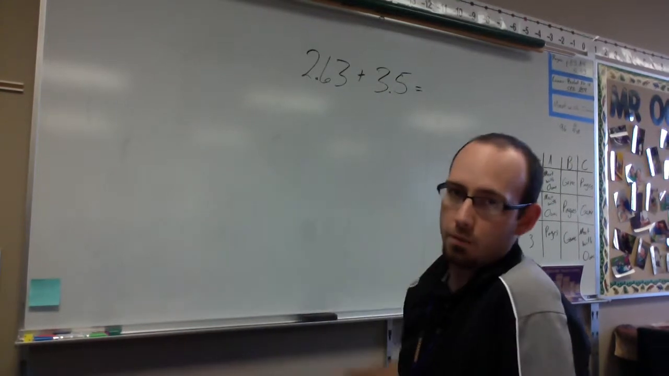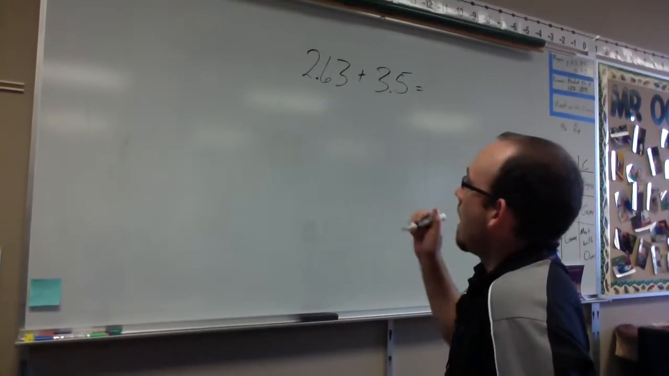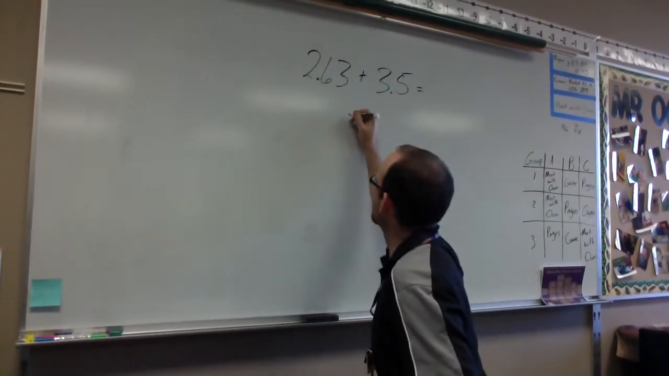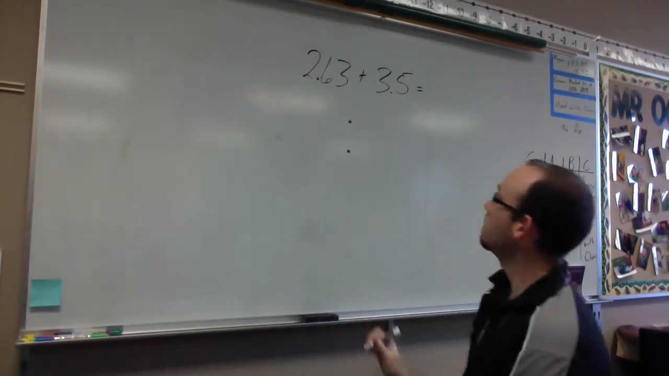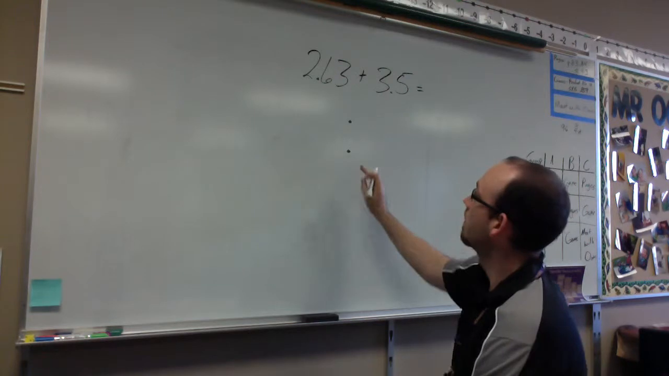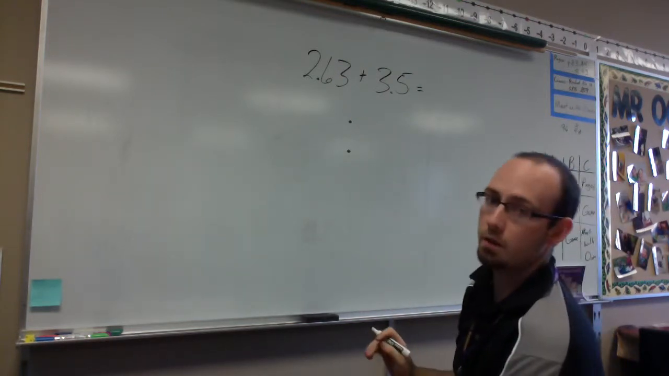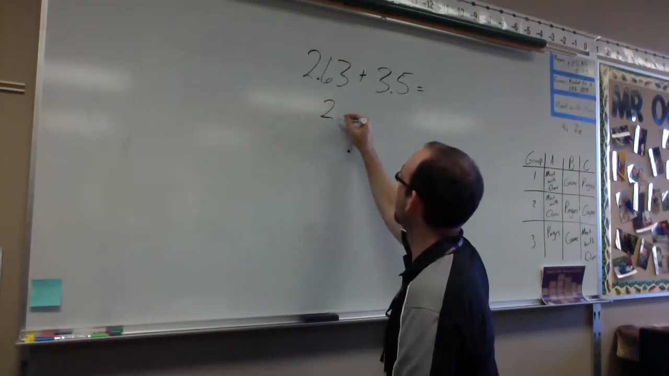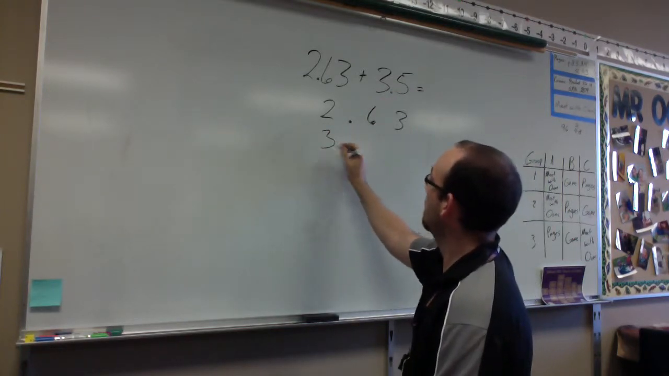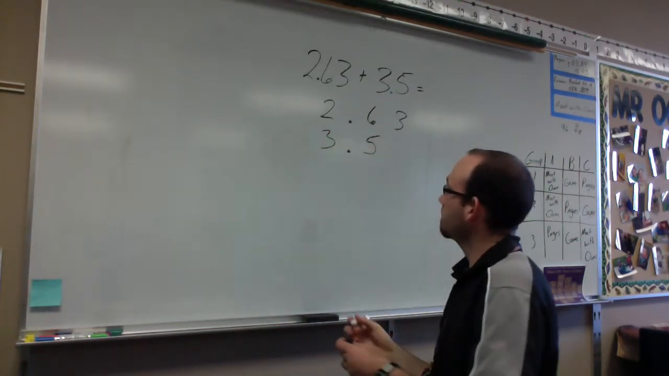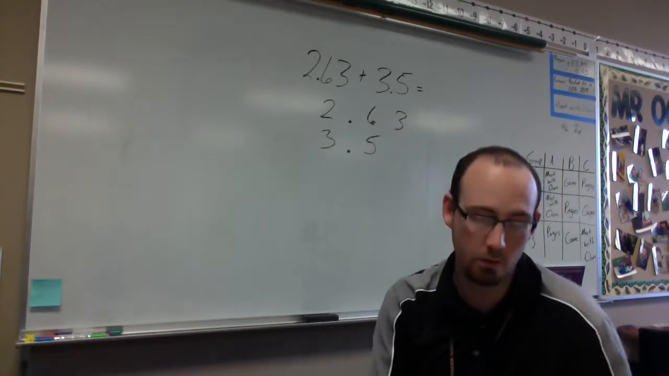So when you see a horizontal problem like this, let's make it a vertical problem. I like to write the decimals down first. So there's one decimal. There's another one because I have 2 decimals in the problem. Then I fill in the numbers around them: 2.63, 3.5.